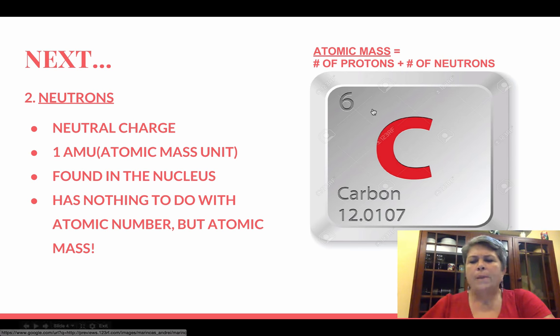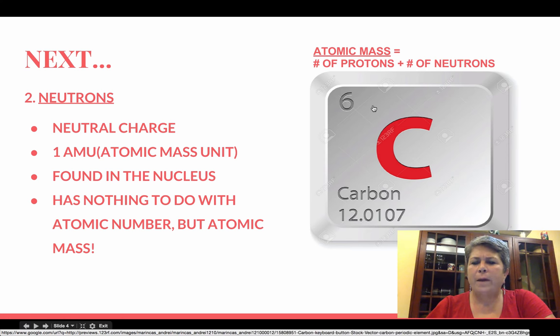So look at this tile here. I've used an example from the periodic table. This is carbon. So this number 6 up here, it's typically above the chemical symbol for the element. That always tells you the atomic number. And if you know the atomic number, you know the number of protons that each atom of that element has. So carbon atoms always have 6 protons.